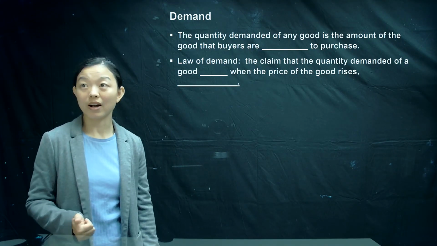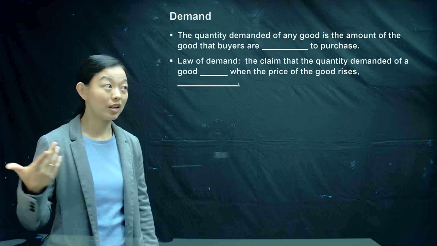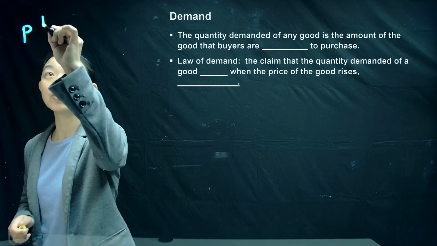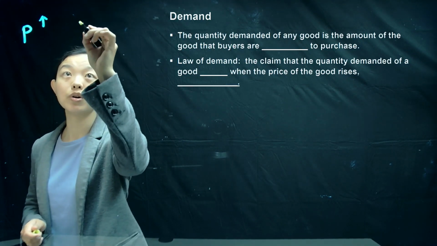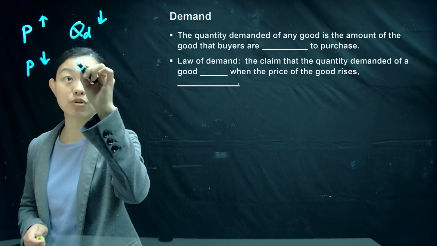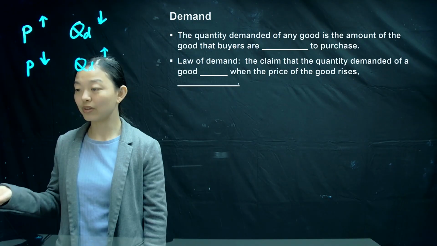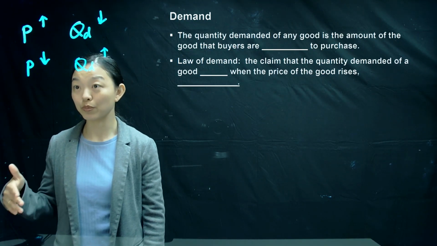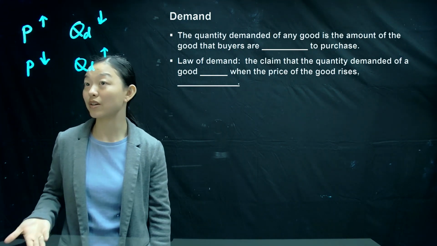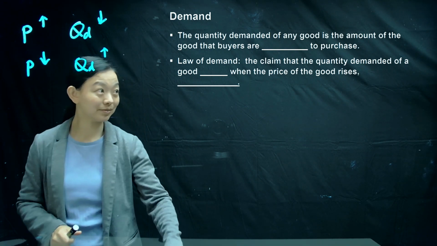The law of demand tells us the quantity demanded of a good decreases when the price increases, other things being equal. So if the product price increases, the quantity demanded would decrease, right? If the price decreases, then the quantity demanded will increase. This is very easy to explain. When a product's price becomes cheaper, you probably would like to buy more of the product, right? And if the product's price is higher, then you'll buy fewer products. So price and quantity demanded are negatively related, right?